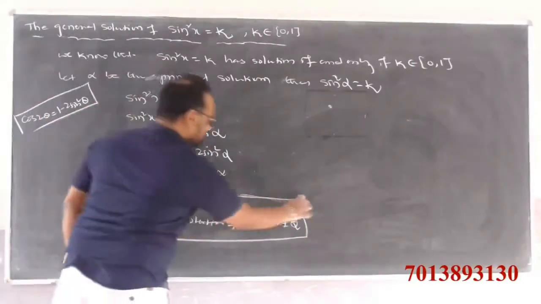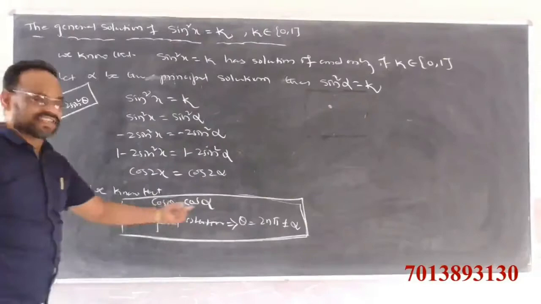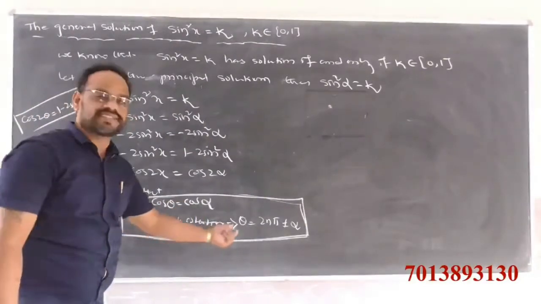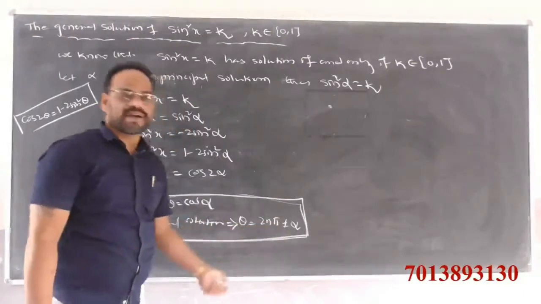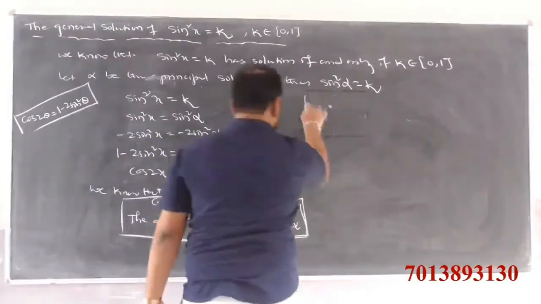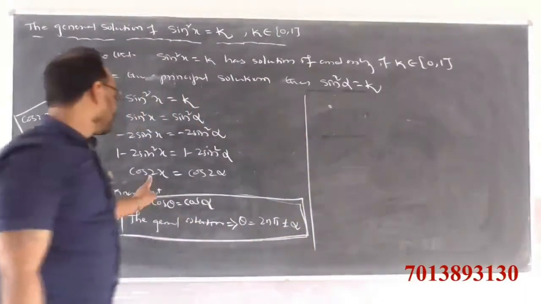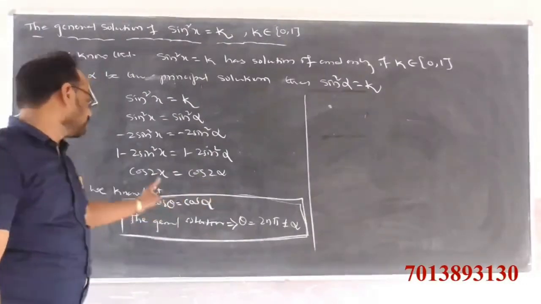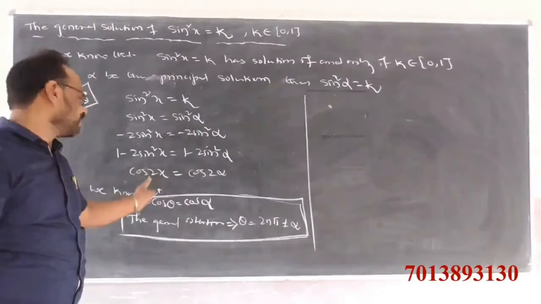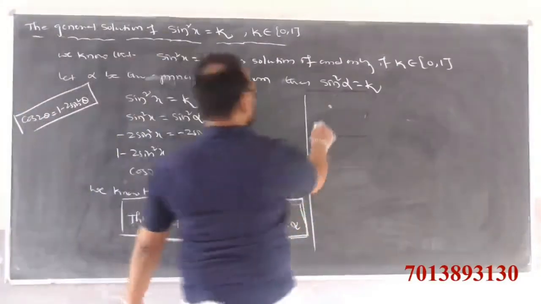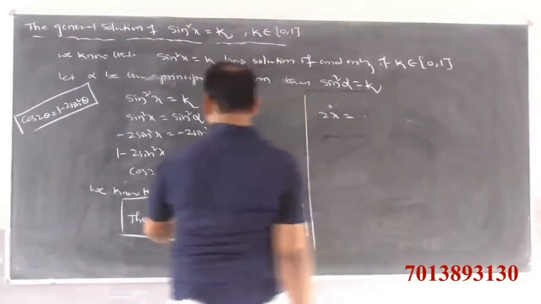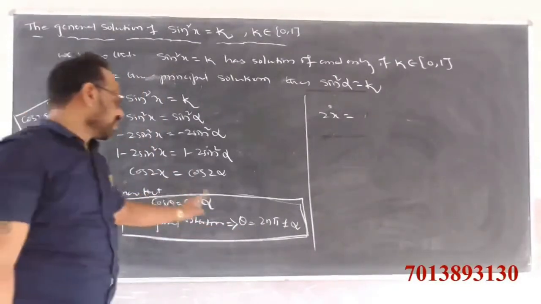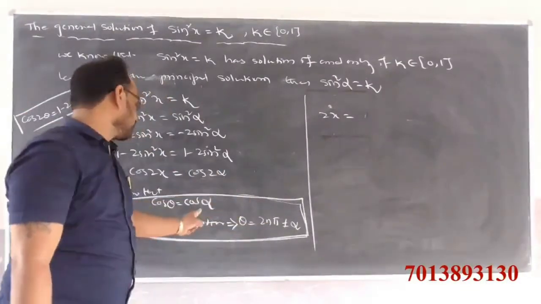As discussed previously, cos theta is equal to cos alpha, and the general solution of theta is 2n pi plus or minus alpha. But here we have cos 2x is equal to cos 2 alpha, which means in the place of theta we have 2x. So 2x is equal to 2n pi plus or minus alpha.